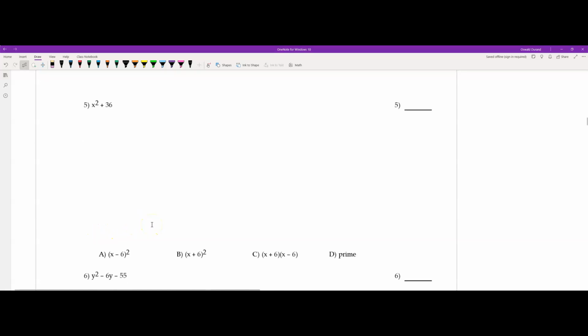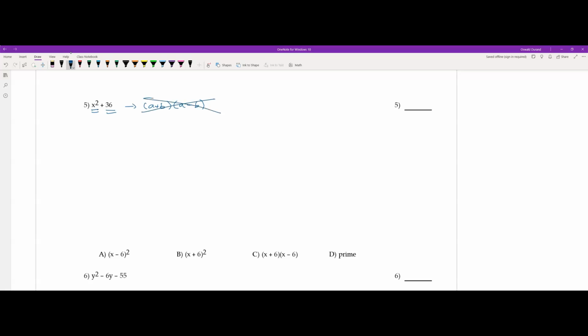I'm not even going to do number 5 here because we recognize that we have the two squares, x squared and 36. But do we have a difference or a sum? We have a sum, because you have a plus. So here we cannot put this as a plus b times a minus b. It's impossible because I just talked about that. So that's a no-no.